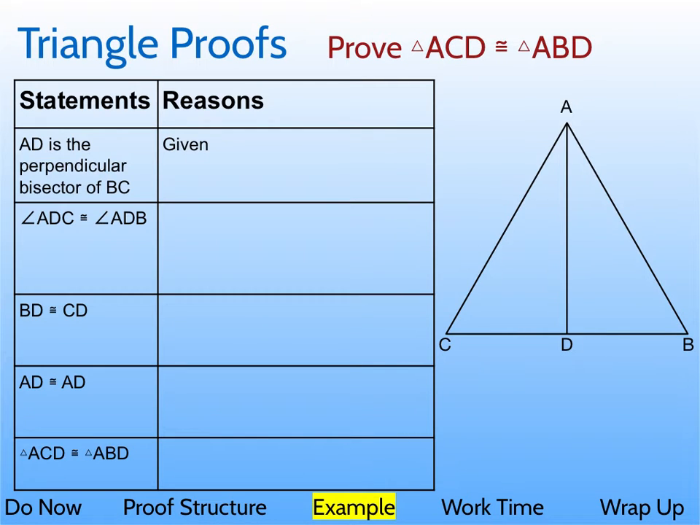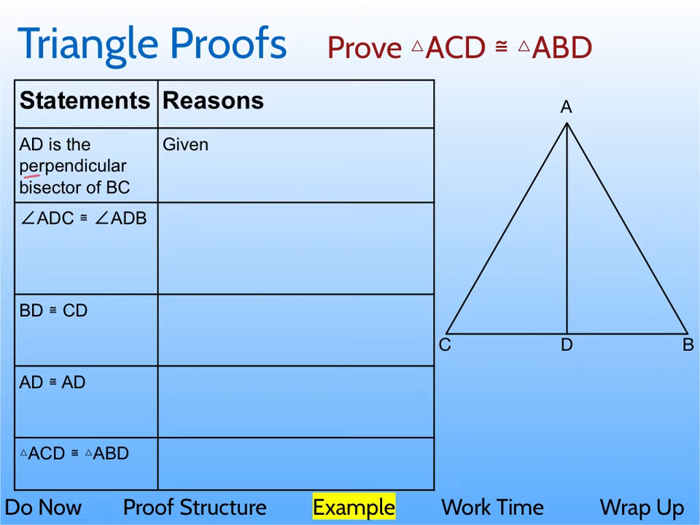Okay, so in this diagram, we have triangle ABC, and we have a line down the middle, AD, and we're trying to prove that triangle ACD is congruent to triangle ABD. So first off, we're just given, and I didn't have room to put it up here, so I just put it over here. We're given that AD is the perpendicular bisector of BC. So let's just work through that real quick.